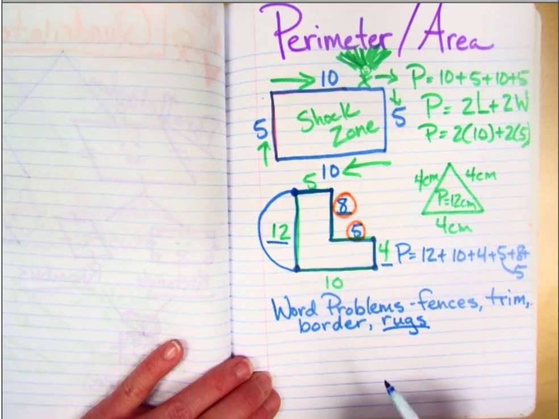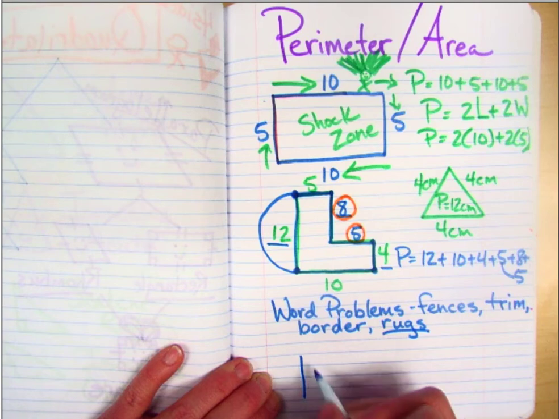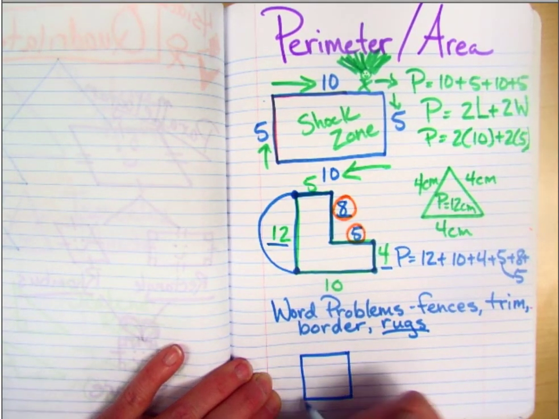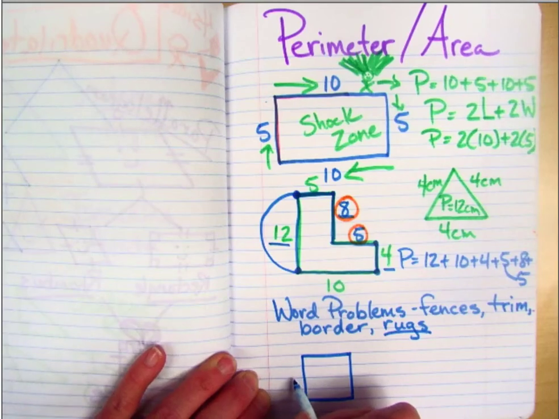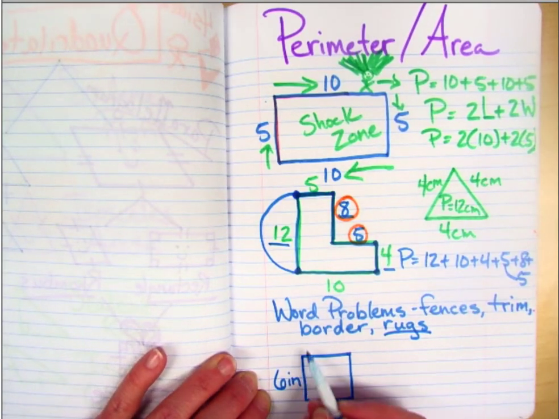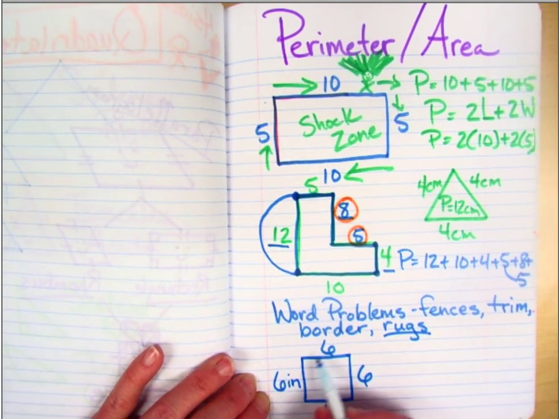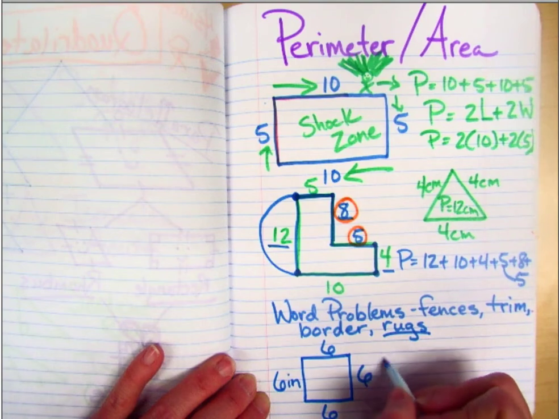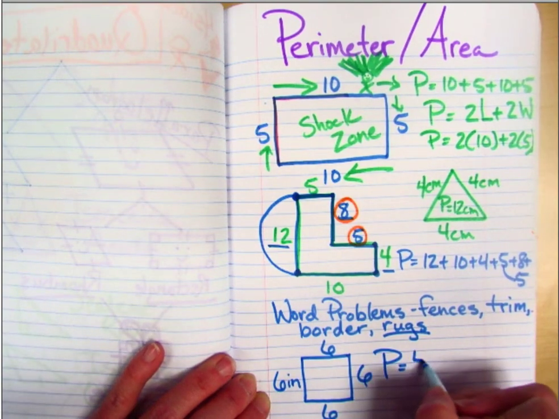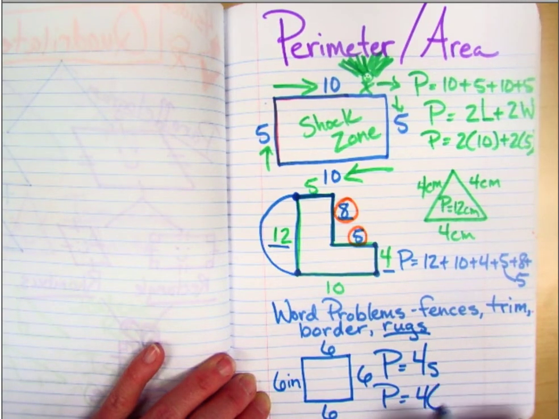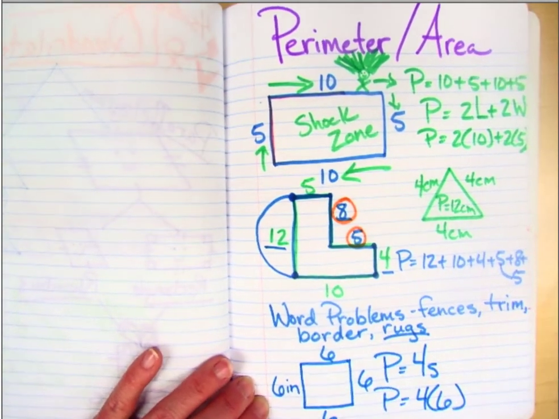And again, your perimeter formula, like if it's for a square, let's say this is 6 inches here. Well, I know if it's a square, all the sides are 6, and I really don't want to do 6 plus 6 plus 6 plus 6. So the formula for a square is 4 times the side length. So on this one, the perimeter would be 4 times 6, which is 24 inches.